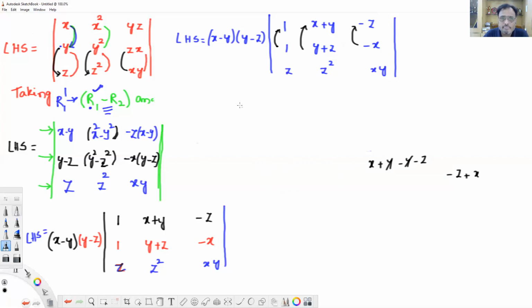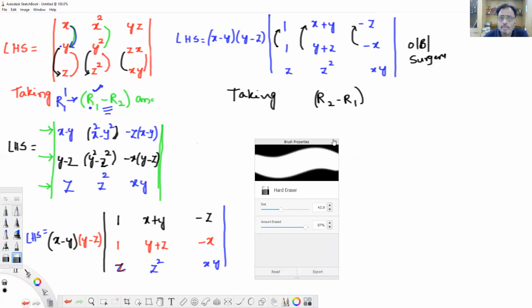Then we'll see that. This is the original body, and on this I'm going to do surgery. So observe carefully, taking R2 minus R1. Only one operation I'm doing presently. So what is R2 minus R1?